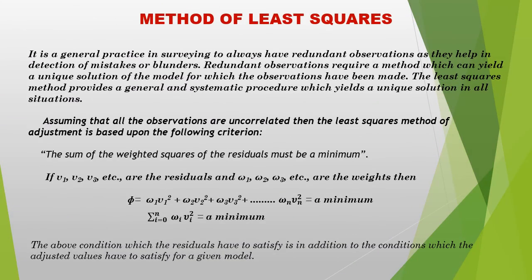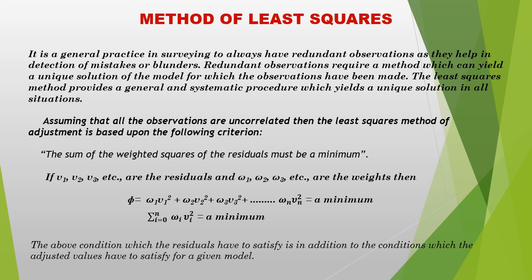Now let us understand the method of least squares. It is a general practice in surveying to always have redundant observations as they help in the detection of mistakes or blunders. Redundant observations require a method which can yield a unique solution of the model for which the observations have been made. The least square method provides a general and systematic procedure which yields a unique solution in all situations.